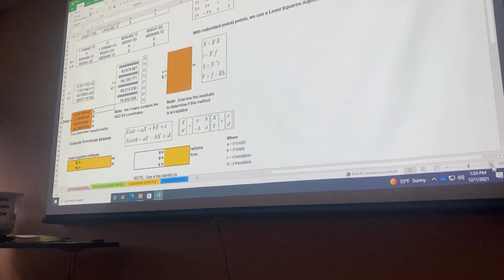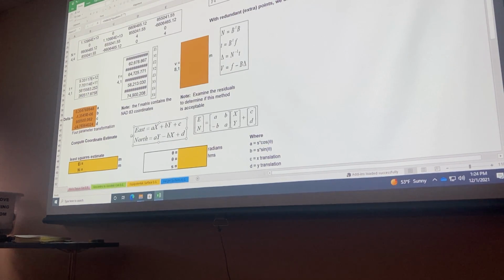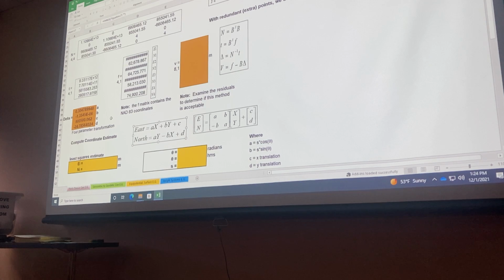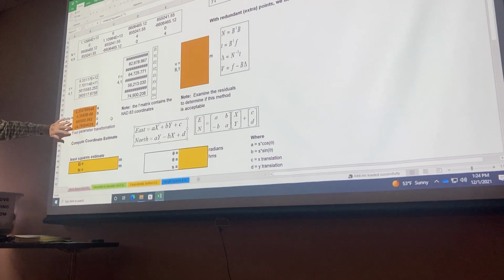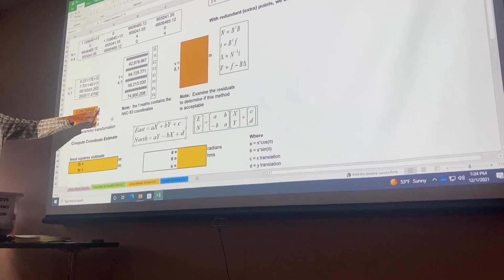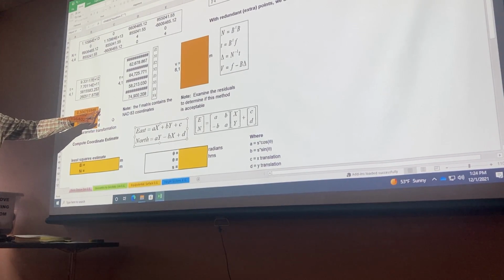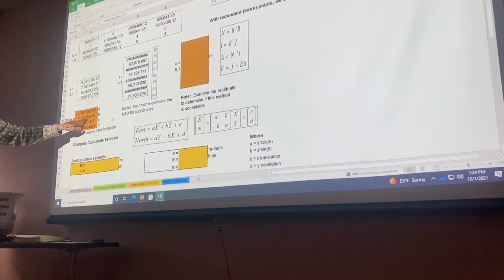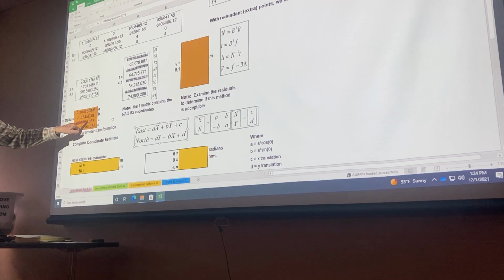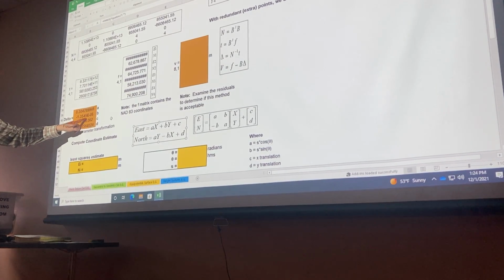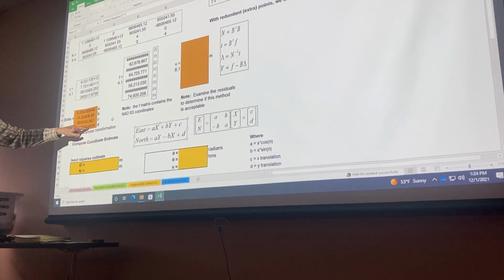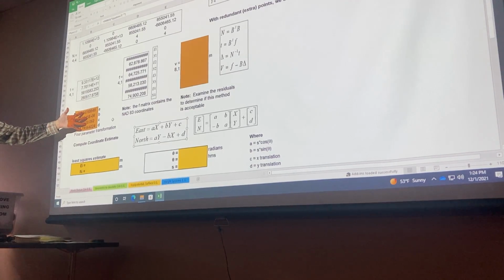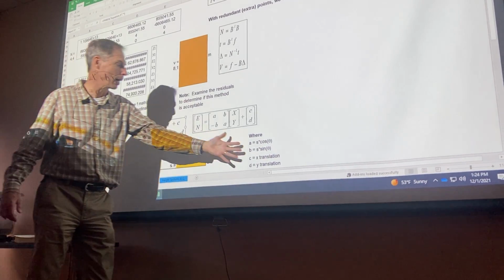So, everybody get the numbers for the delta matrix? Now, this first number is A. That is S times the cosine of the rotation angle. This is S times the sine of the rotation angle. These are the translations, the X and Y translations. So those are our four parameters we talked about earlier.